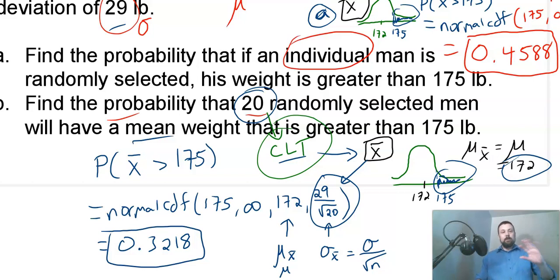So anyways, just trying to explain conceptually what's going on, but really it just comes down to this: most of these problems will have part A, part B. Part A is the individual. You don't make any changes. You just do the normal CDF with the mean and the standard deviation that's given. Part B, you change the standard deviation because of the central limit theorem, and everything else will stay the same. And you'll get two different probabilities. And generally, the probability for part B will be less than the probability for part A.